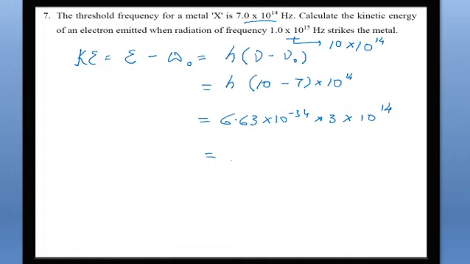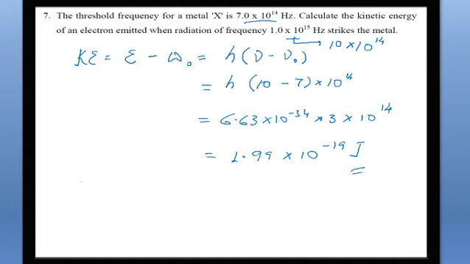On solving this you will get around 1.99 into 10 to the power minus 19 joules. We'll leave it over here with this value only. But sometimes they may ask to report the answer in electron volts, right?